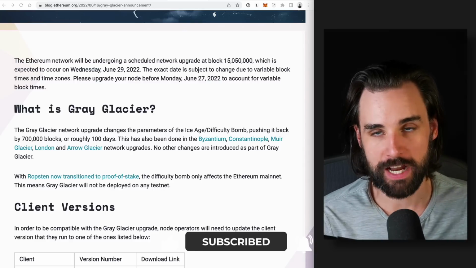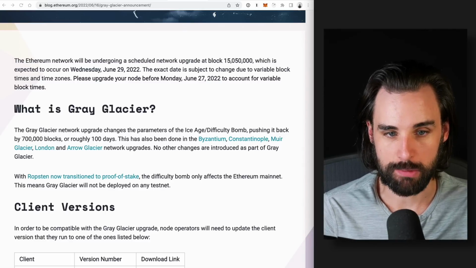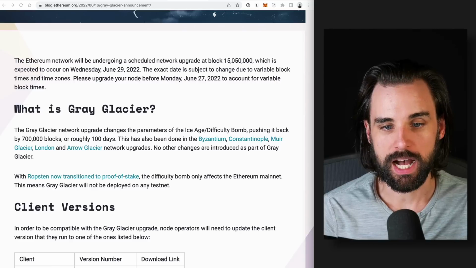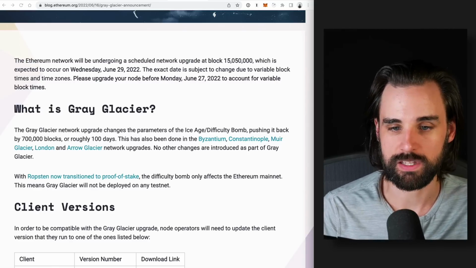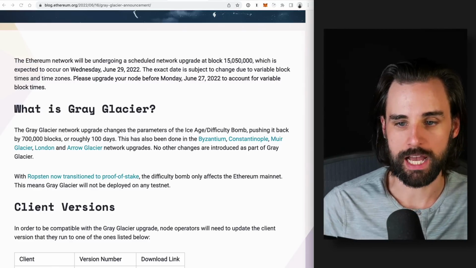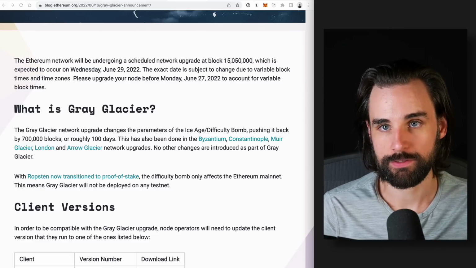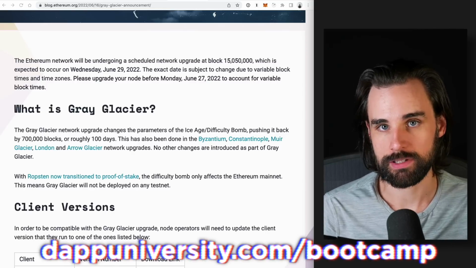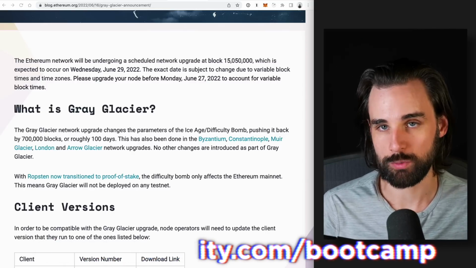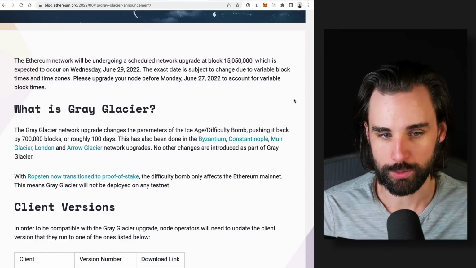Well, first of all, for everybody who is sitting here thinking that the merge was going to happen in the summer of 2022, like July, I think they're going to be disappointed. I don't think we're going to see a merge happen in July. So why is that? Well, first of all, implementing this difficulty bomb upgrade and pushing it back adds some time to the timeline. At least that's my read on things, which will probably need more time to do the final work to actually implement the merge for it to go off.